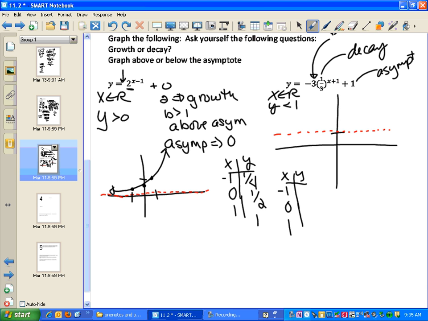So at -1, what does this exponent become? 0. What's 1/3 to the 0? What's 1 times -3? What's -3 plus 1? So at -1, we're at -2. At 0, my exponent becomes what? 1. 1/3 to the first is 1/3. 1/3 times -3 is? And -1 plus 1 is?